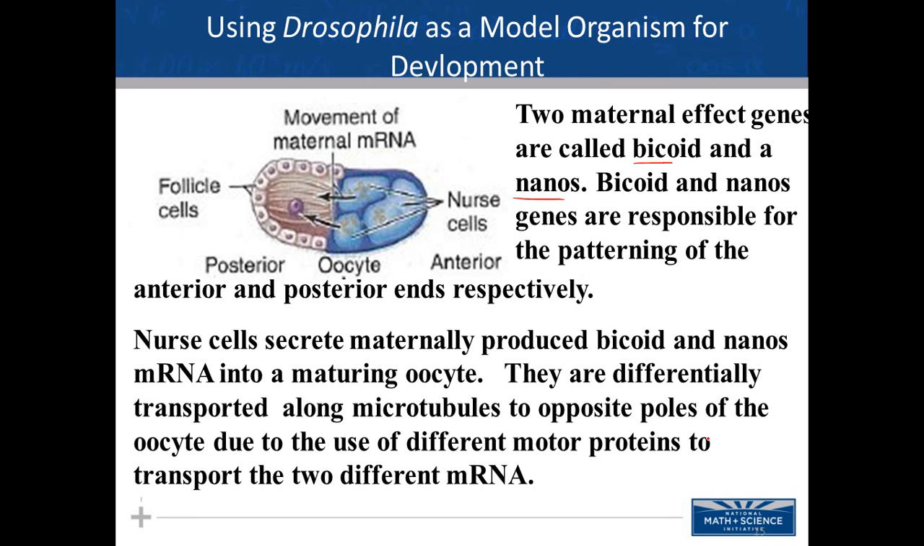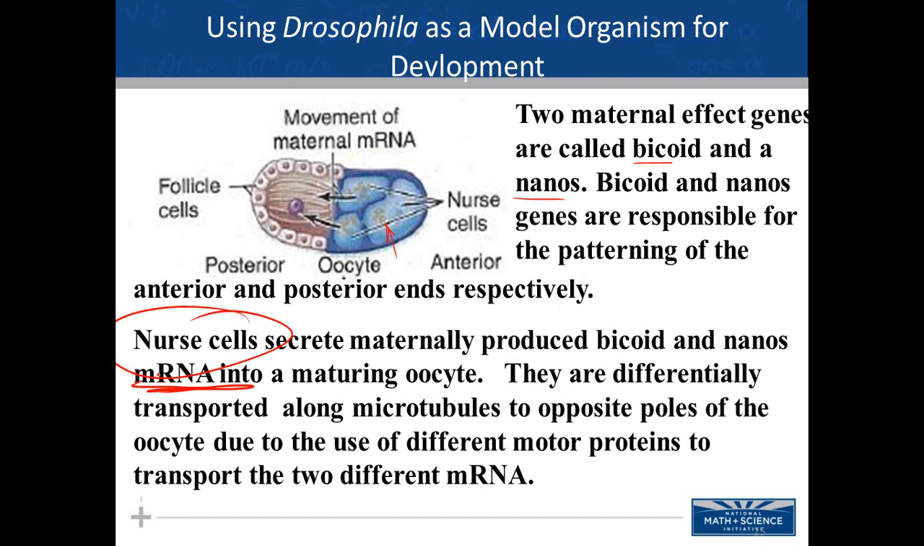The question is, where did these proteins come from? So you have an oocyte right here, an egg cell, if you will, and that oocyte is surrounded by what they call nurse cells that were derived from the mother, and they are responsible for secreting maternally produced bicoid and nanos messenger RNA into a maturing oocyte.